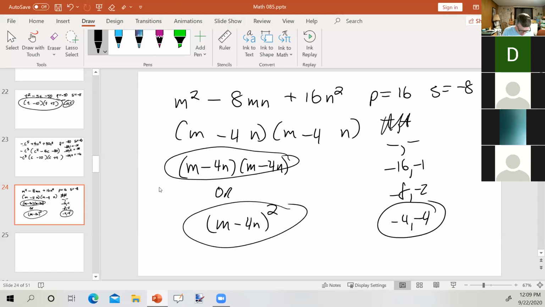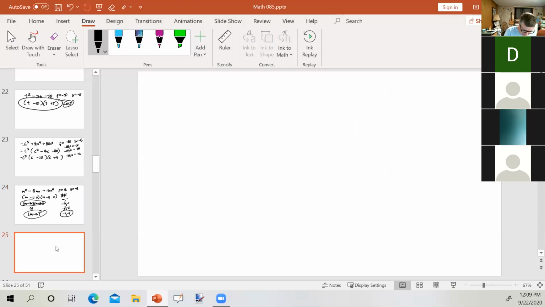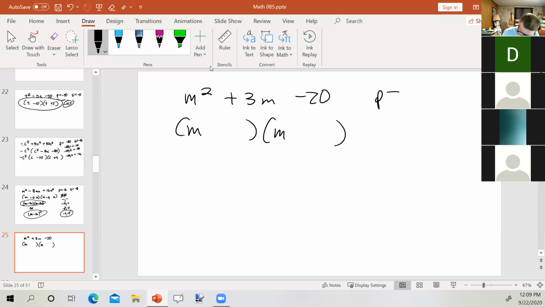Okay. How about this one? M squared plus 3m minus 20. So this is a trinomial in standard form. It has a leading coefficient of a 1, and it has no greatest common factor other than a 1. So we're going to get an m and an m, a product that's negative 20, and a sum that's 3.